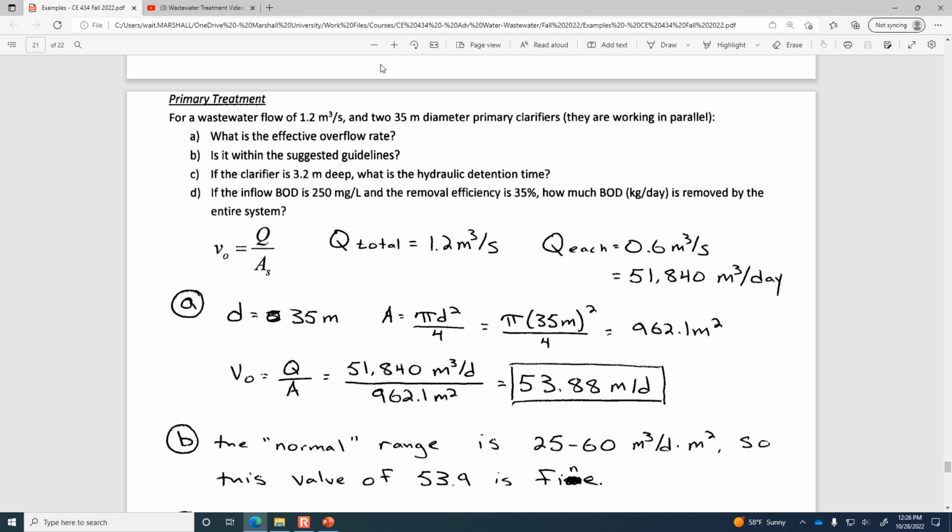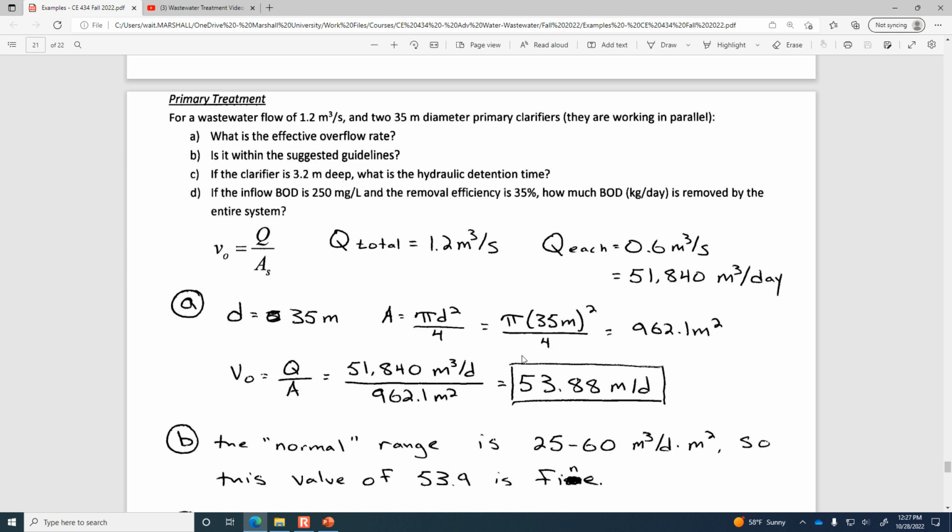So I've got the calculations I did up on the screen, and so what you can see is if we have a total of 1.2 cubic meters per second, then each one of the clarifiers should get 51,840 cubic meters per day. And then we find the area of one of the clarifiers, and so then the loading rate is 53.88 meters per day. And this unit of meters per day is the same as cubic meters per day per square meter. So they sometimes call it a loading velocity because it has units of length per time.